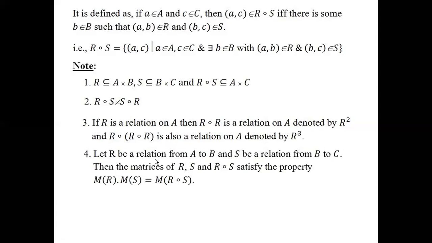Next, let R be a relation from A to B and S be a relation from B to C. Then the matrices of R, S and R composition S satisfy the property: matrix of R into matrix of S is equal to matrix of R composition S. Then I can apply this property on R, S and R composition S. This property holds good if we find the matrix of R and matrix of S and multiply. This will always be equal to the matrix of R composition S.